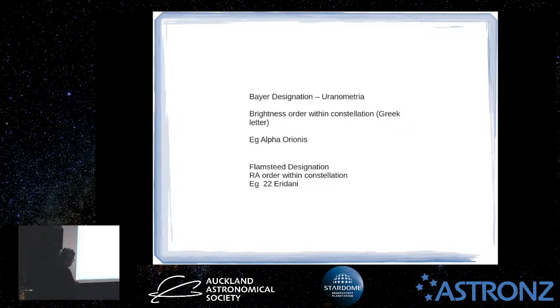And there's a Flamsteed designation, which you'll possibly see sometimes. It's within a constellation again, but they have a number in front of the constellation, and they're in right ascension order, going from east to west. So 1 Eridani in this system would be the easternmost star in Eridanus, and so on. I don't see that so often these days, but you do occasionally come across it.